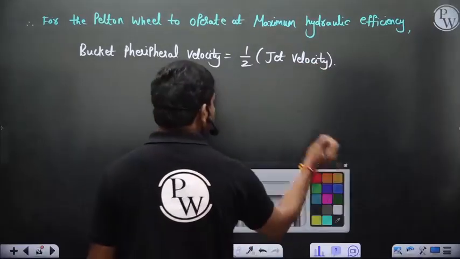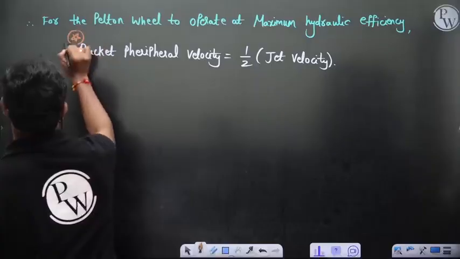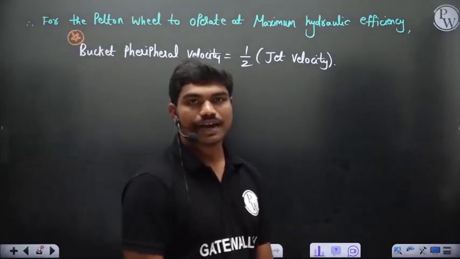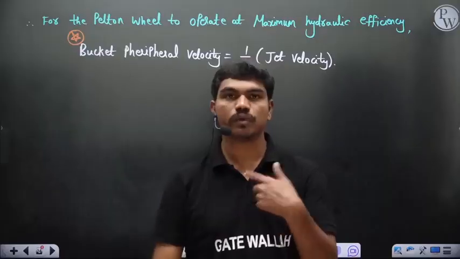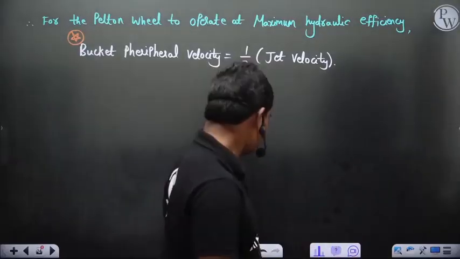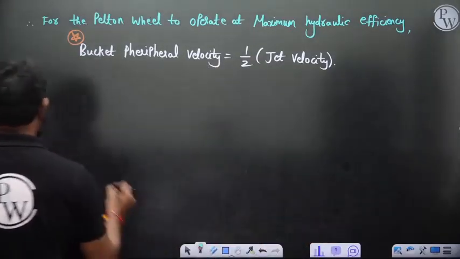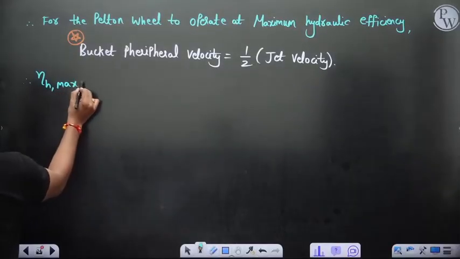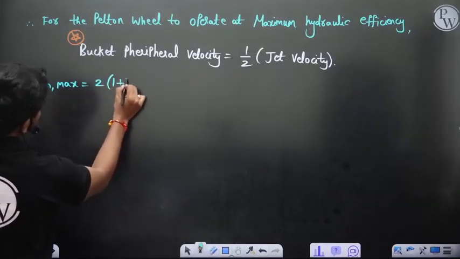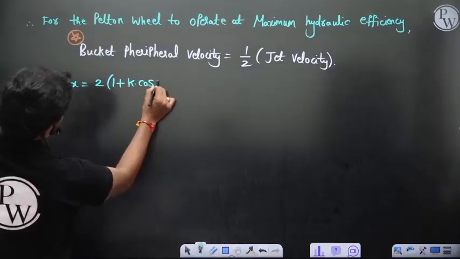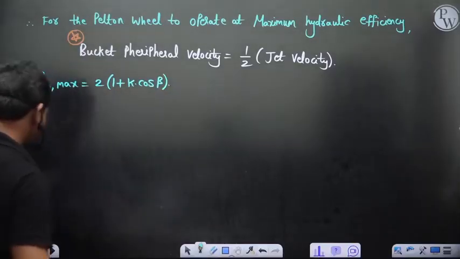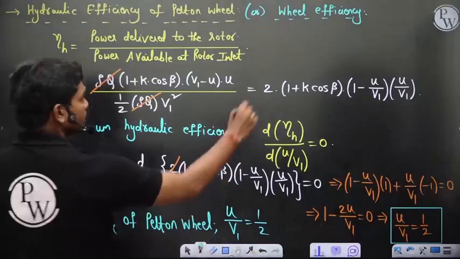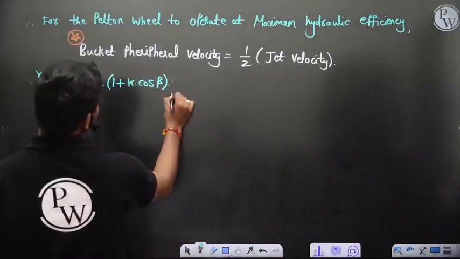This is a very important conclusion that you can get on this. Okay, and then obviously once you know the condition, what would be the maximum hydraulic efficiency? Therefore, eta h max is equal to 2 times of 1 plus k cos beta into 1 minus of u by v1, but u by v1 is 1 by 2. So 1 minus 1 by 2 is 1 by 2 into 1 by 2.